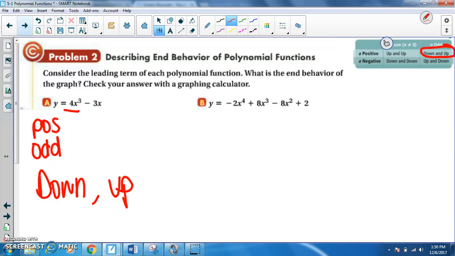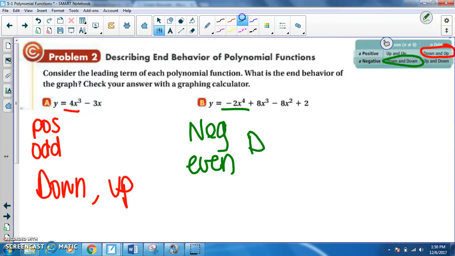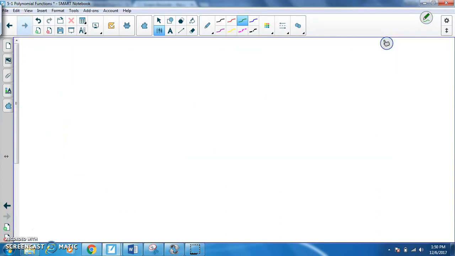We are in standard form for B. So I'm looking at my first term. My leading coefficient is negative. My exponent is even. Therefore, I'm going negative, even. And on my chart, that tells me down, down. That's all for today.